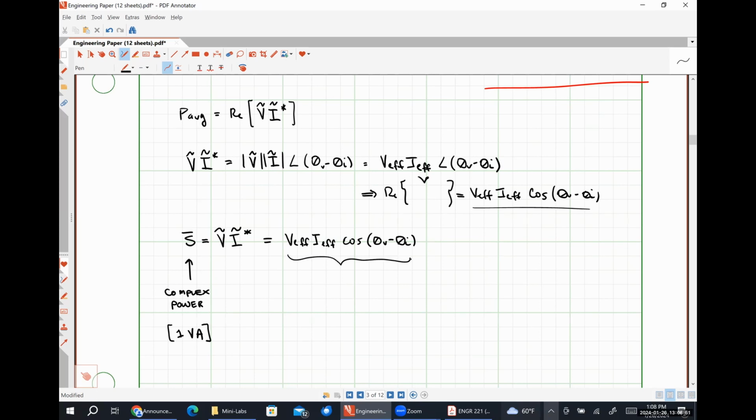And we call this average power, which is exactly what it was before. No change has been made whatsoever. And as we all know, the units of average power is the watt.